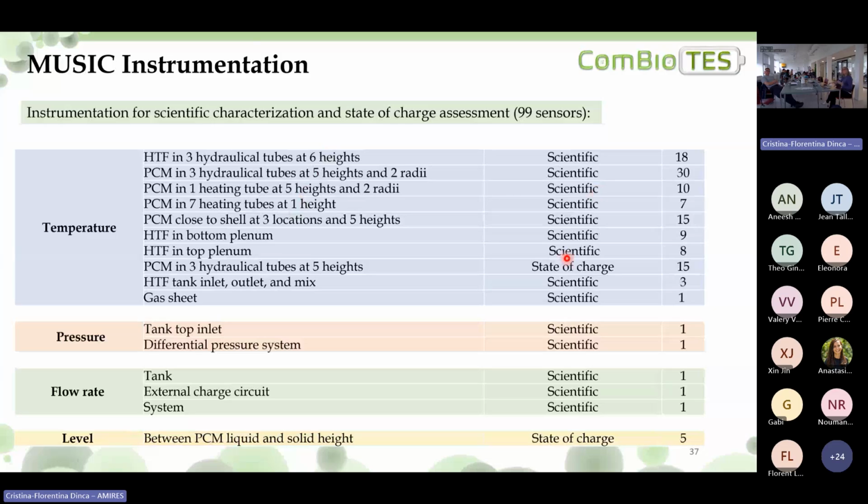So there are two possibilities of assessing the state of charge of the system from the sensors. There is one possibility with temperature measurement at different locations in the tank, and we also added vibrating blades to be able to follow the modification of the level of PCM, because when PCM melts, its density decreases, so the volume it occupies is higher. So the level gets up when it melts.